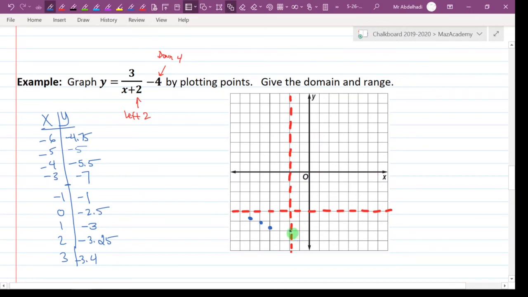-3, -7, that would be here. And you can kind of see where it is, right? You can see that the graph would be down here like that. And then on the positive side, -1, -1, well, that would be here. 0, -2.5, so 0, -2.5 would be there. 1, -3, that would be right there. 2, -3.25, that'd be right there. And 3, -3.4, like roughly there. You can see that too.